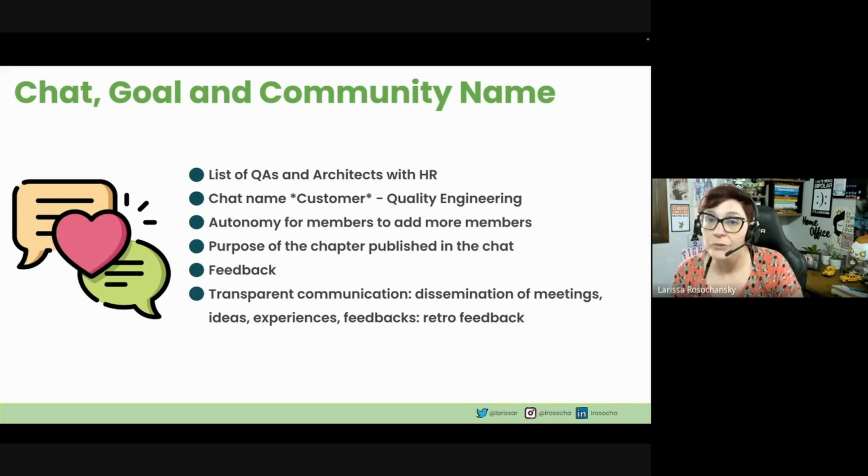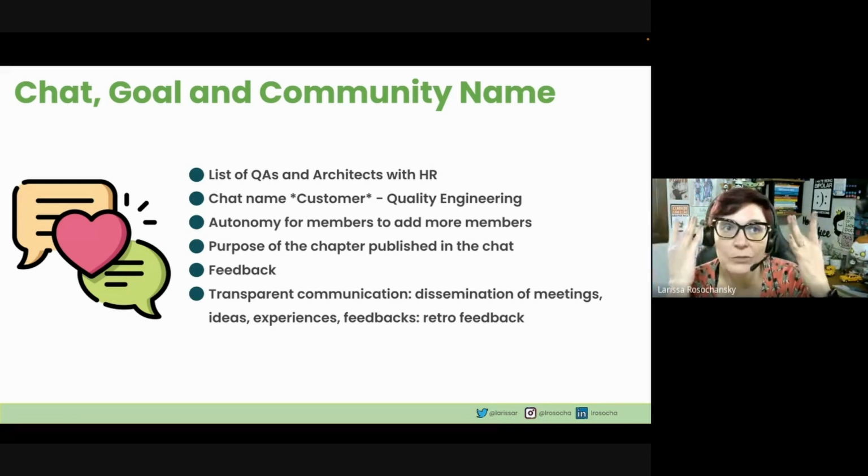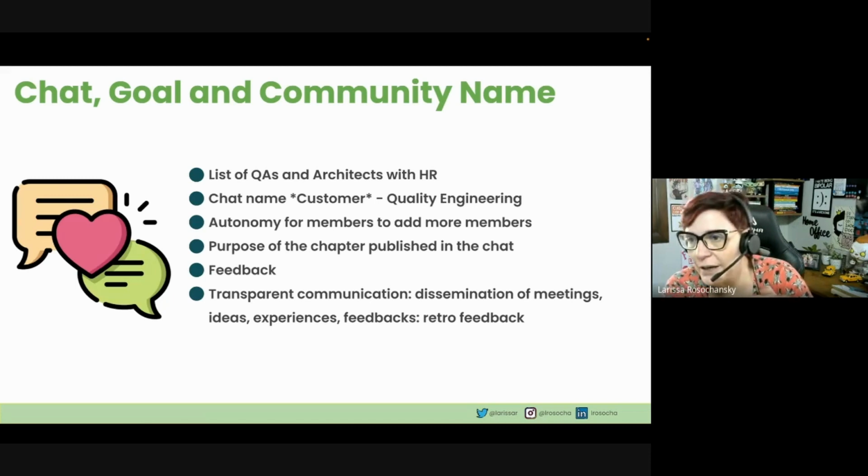We gave members autonomy to add more members. And the first message was to state the purpose of the chapter. Why did I open that chapter? Why are we here? It was really important for us to share why we were there and what we wanted: that we were not intending to see what they were doing or to judge anything. We just wanted to share knowledge and help everyone to talk to each other.